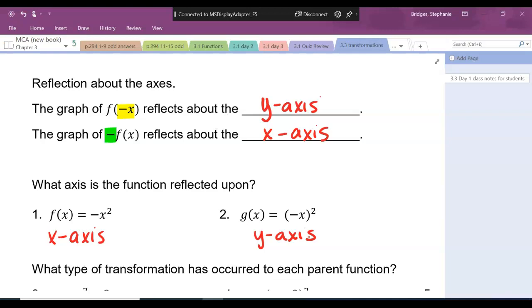Try 3, 4, and 5. Tell me what transformation has occurred. Has it moved up? Has it moved down? Has it moved left? Has it moved right? Just based on the equation.